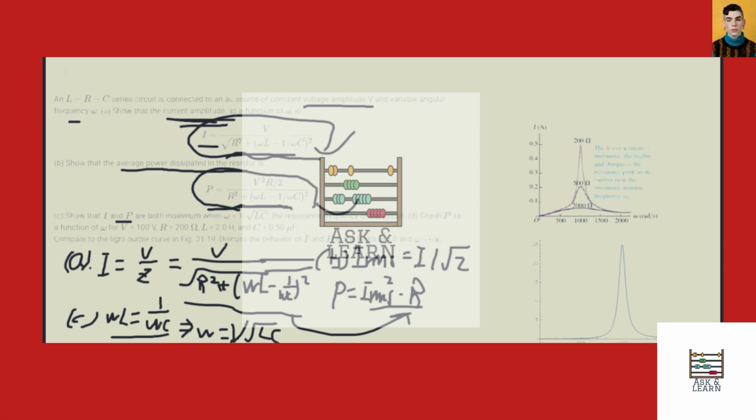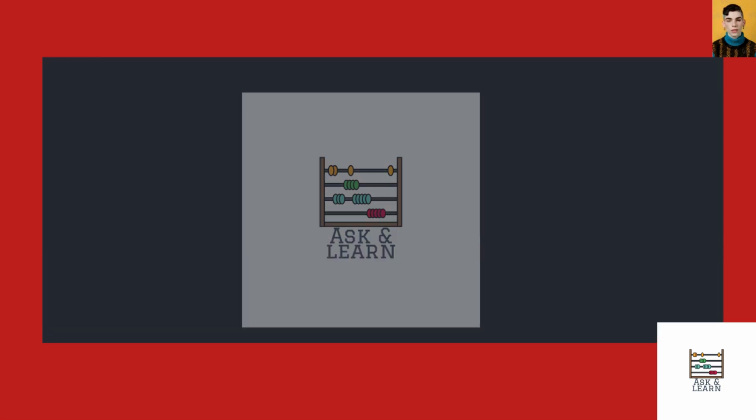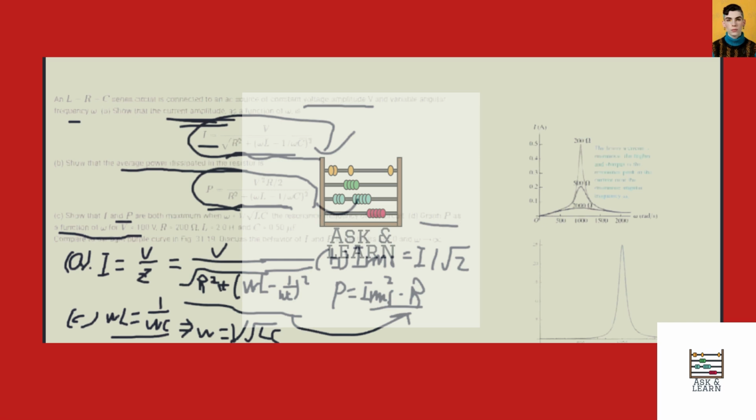And for part D, we want to graph P as a function of omega, using these parameters. I've already shown the drawing here. So this is the drawing, and the x coordinate is omega, and y is simply the value for P.